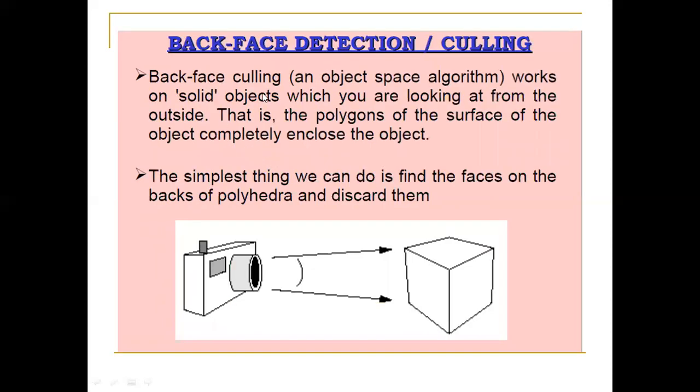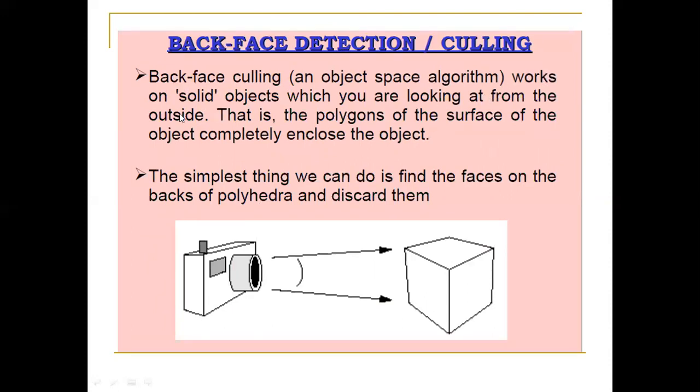So moving to the first one, which is called backface detection or culling, right? Backface detection means trying to find out which particular part or surface of that object is the backface. What we have to do is eliminate or discard that backface. That is what we mean by backface detection. Backface culling is an object space algorithm.